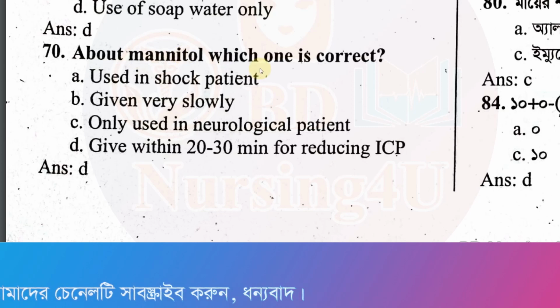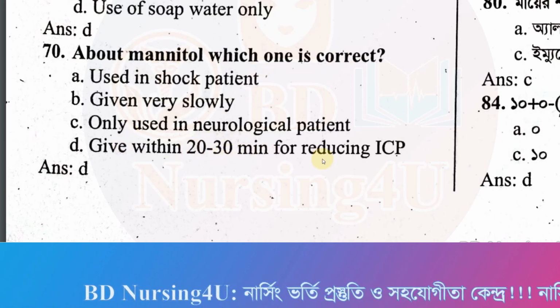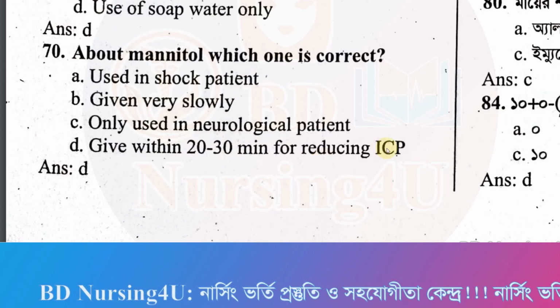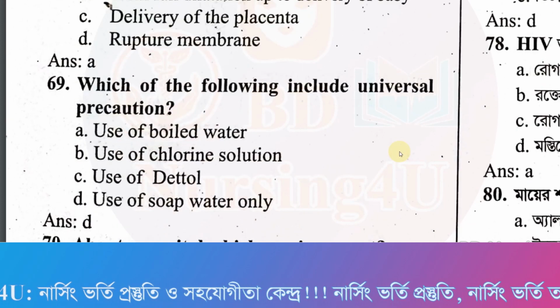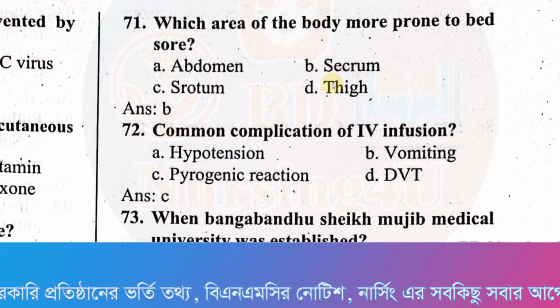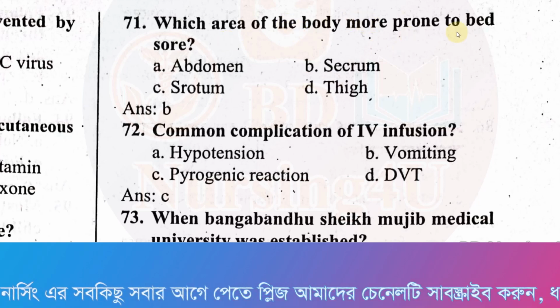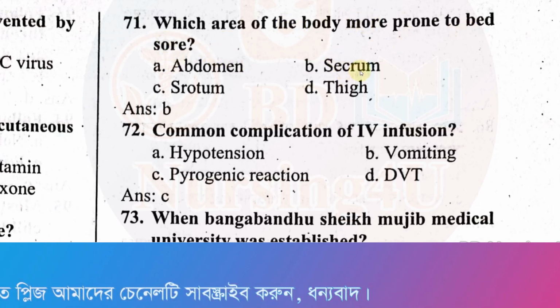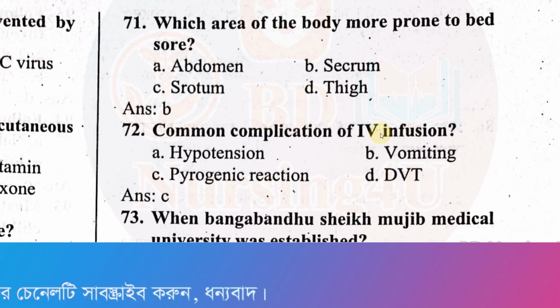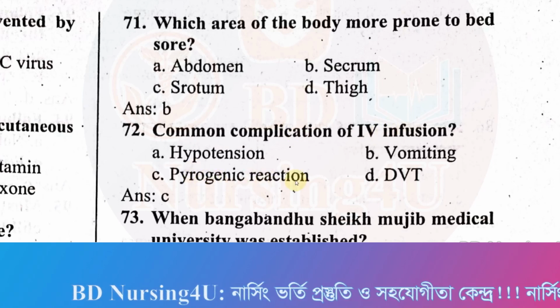About mannitol, which one is correct? Give within 20 to 30 minutes for reducing ICP, intracranial pressure. Which area of the body more prone to bed sore? Sacrum. Common complication of IV infusion? Pyrogenic reaction.